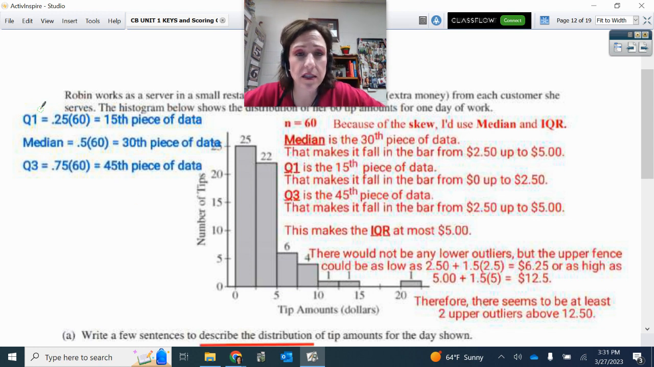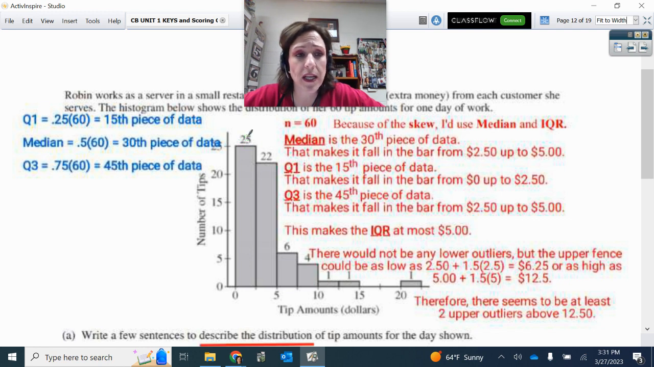So I figured out that since there are 60 tips, Q1, the first quartile, would be the 25th percentile. 0.25 times 60 tips means the 15th piece of data is where Q1 is located. The median is the 50th percentile, so the 30th piece of data. And Q3 is the 75th percentile, so the 45th. I went ahead and found those.